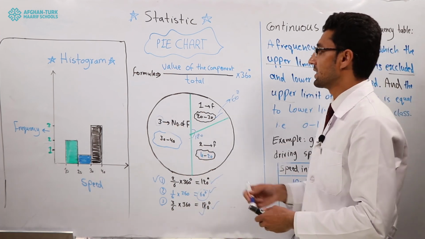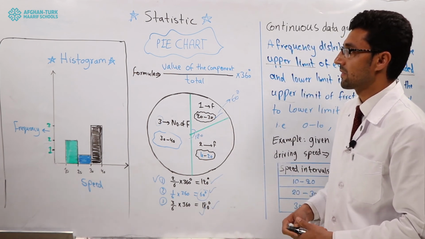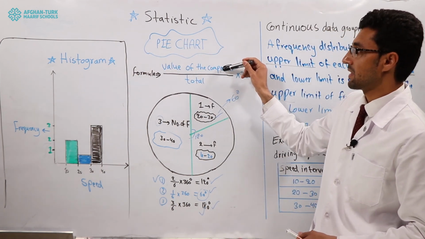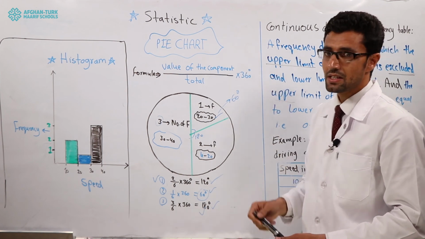So here I have shown you two types of graph, which are called histogram and pie chart. Remember this formula: each value over the total multiplied by 360.